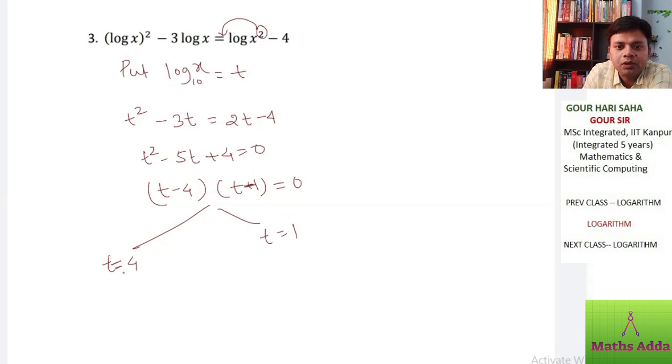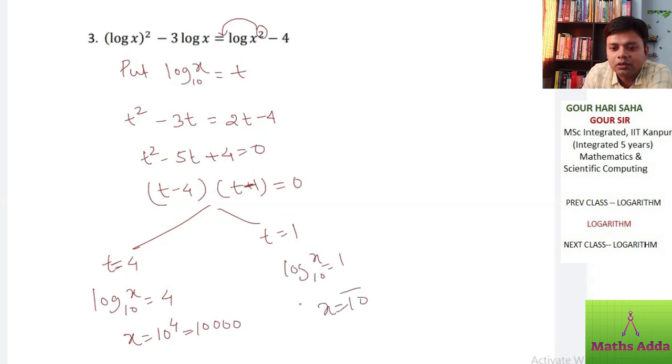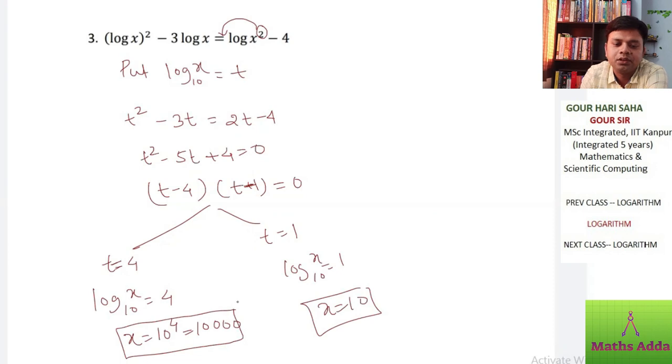For t equal to 4, what is log of x base 10? That is log of x base 10 is equal to 4. X is equal to 10 to the power 4, that is 10,000, right? And the other is log of x base 10 is equal to 1, x is equal to 10. So two answers. You see, with logarithmic equations, I think you will feel very comfortable.